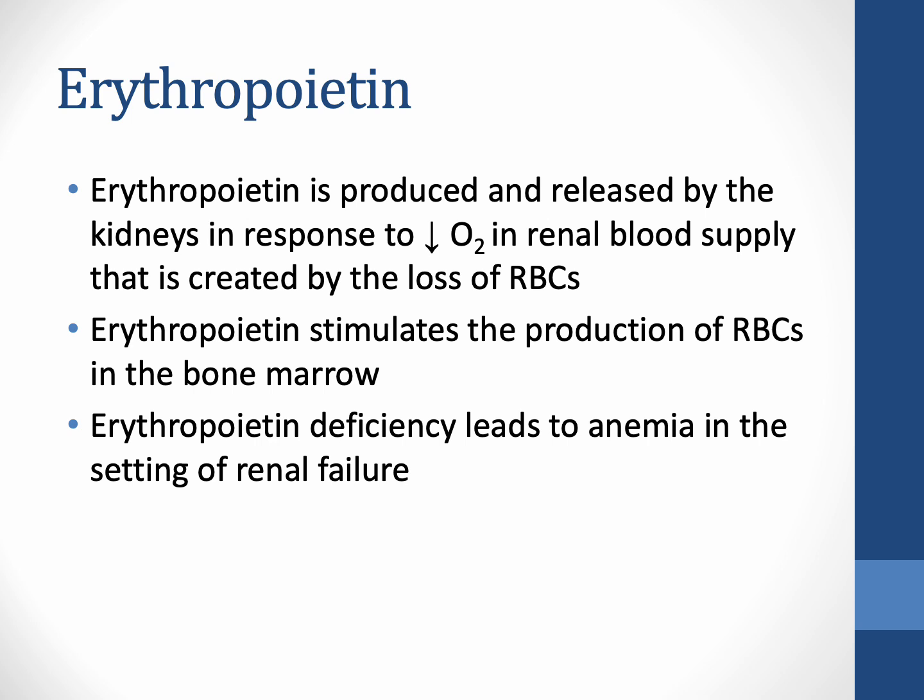Now I want to explain the role of the kidneys in erythropoietin production and its impact on anemia. The kidneys produce and release erythropoietin in response to decreased oxygen levels in the renal blood supply, often due to a reduction in red blood cells. Erythropoietin then stimulates the bone marrow to produce more red blood cells to increase the blood's oxygen carrying capacity. In cases of renal failure, the kidneys may not produce adequate erythropoietin, leading to anemia due to a decreased production of red blood cells.